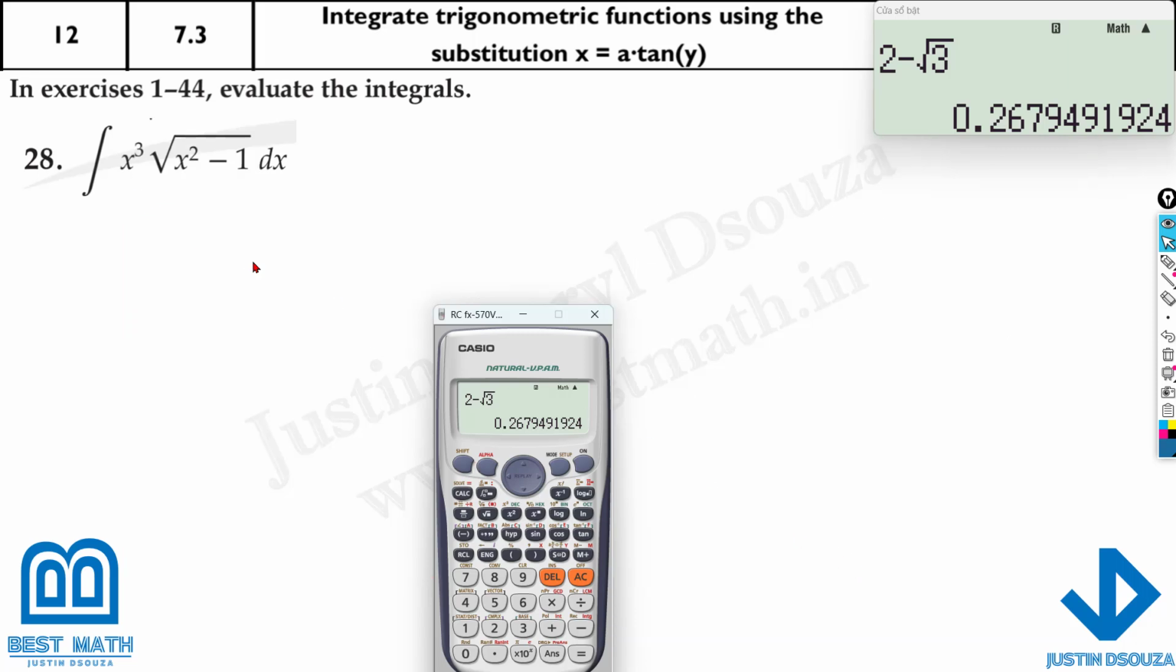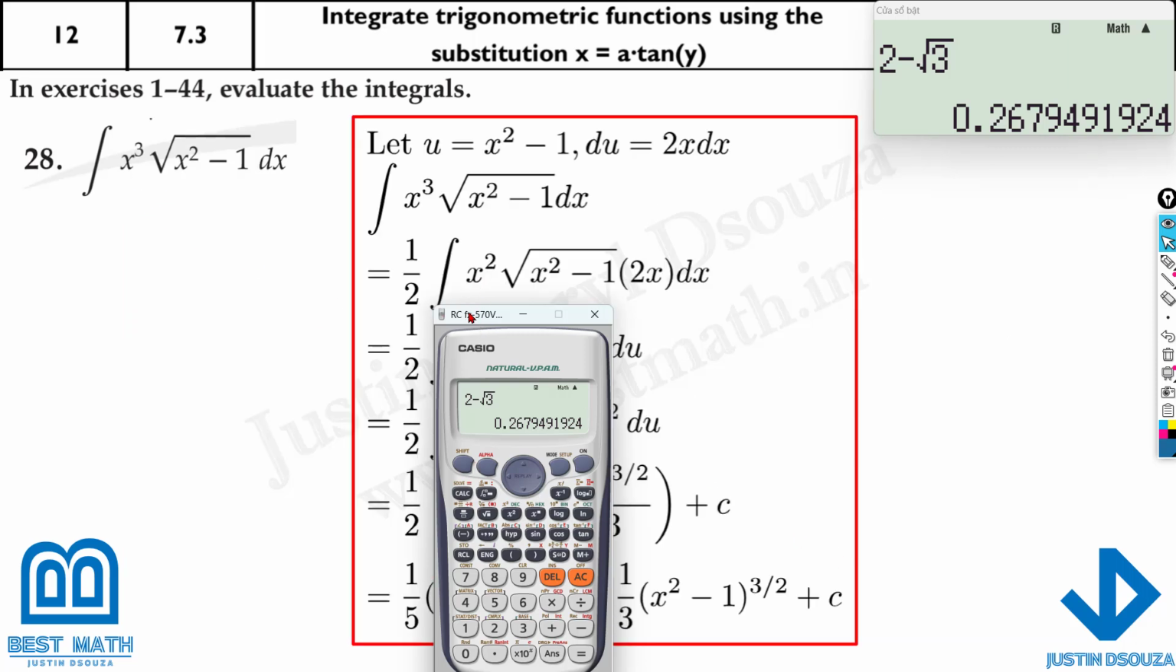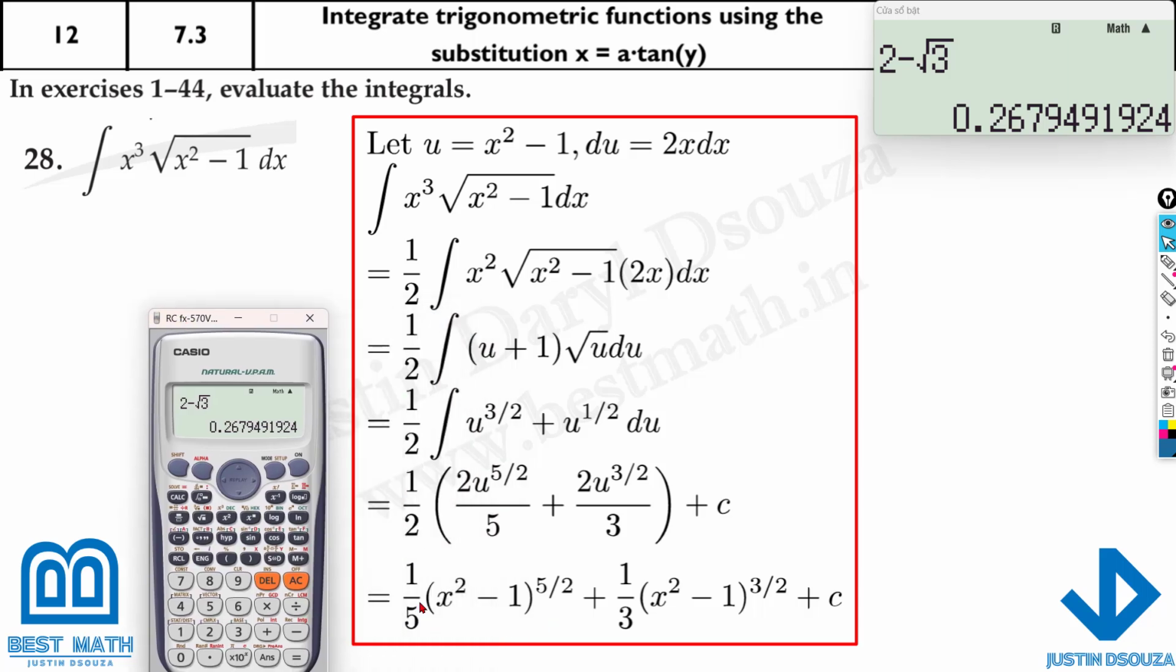Let me go to this one. Let me show you this one. Here we have 1 by, this is the answer, but first let's put in the question. That's x power 3, and then that is multiplied with square root x squared minus 1. And what is the answer?